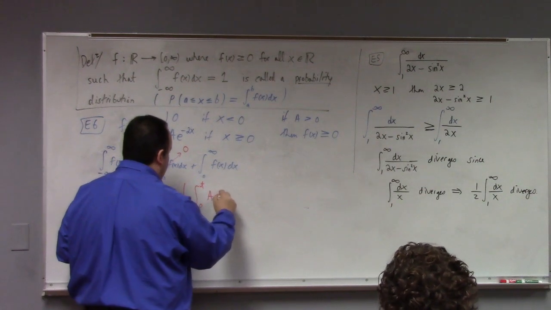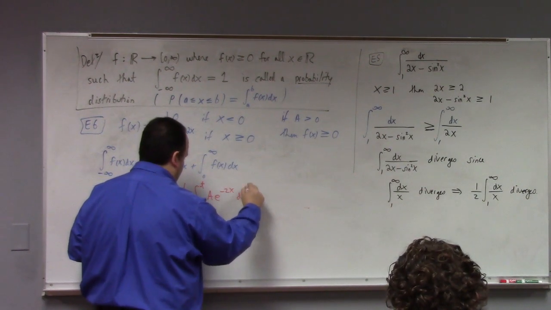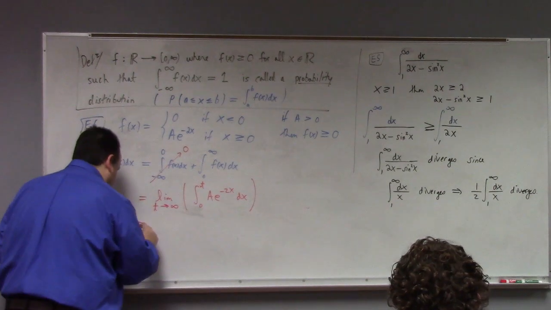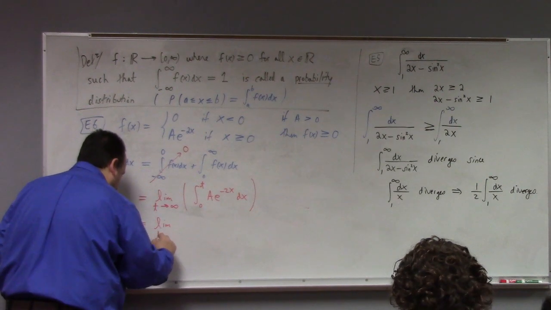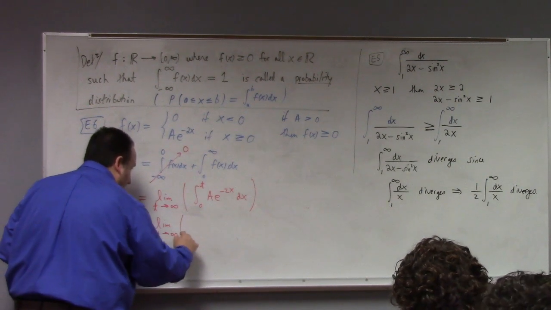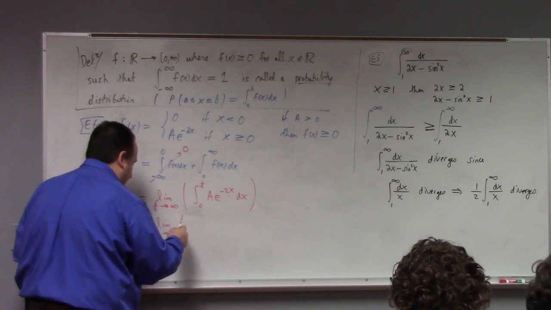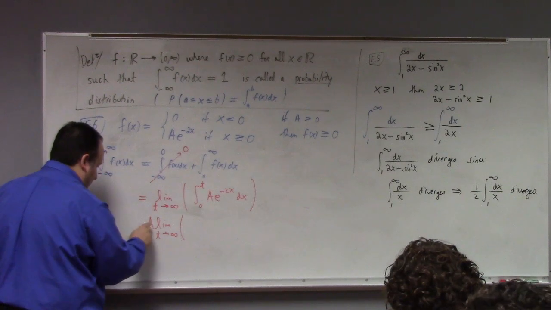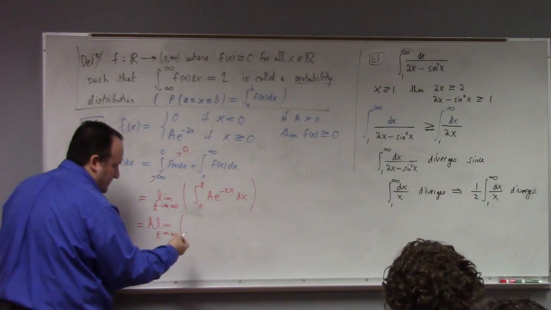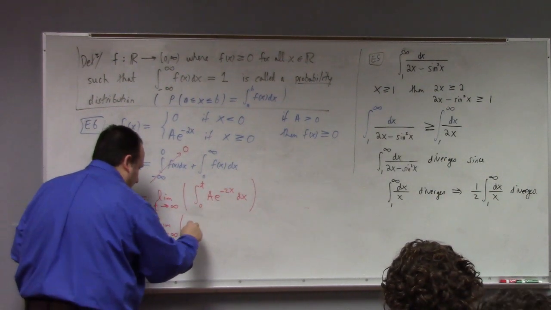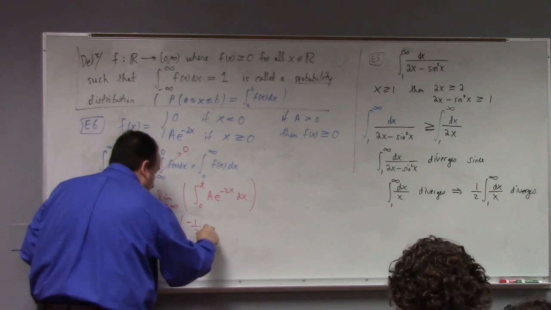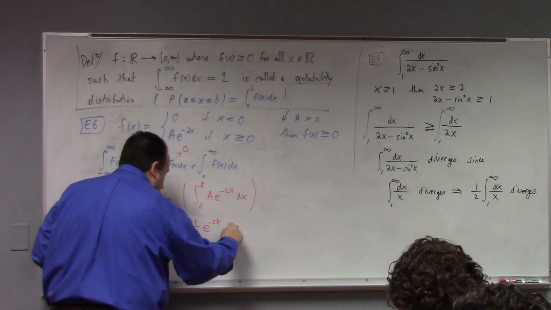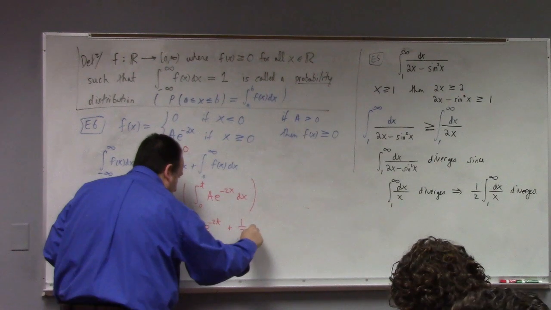a e to the minus 2x dx. But that we can integrate, right? I'm just going to do it. I'm going to pull the a out, right? There, I pulled the a out because it's a constant. And when we integrate, we get minus 1/2 e to the minus 2t plus 1/2 e to the 0.